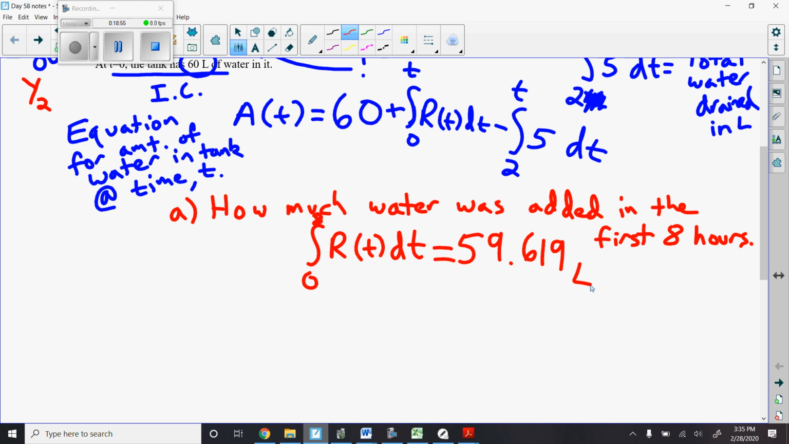Okay, so they could ask you how much was added. They could ask you how much was drained. But the next question they could ask is how much water is in the tank at time t equals 8. At the end, how much water do we have? Let's write that out.